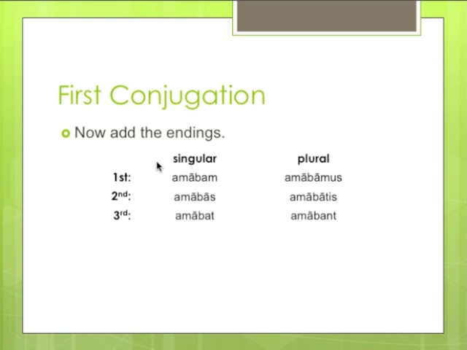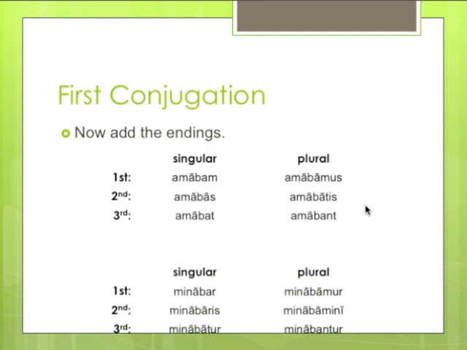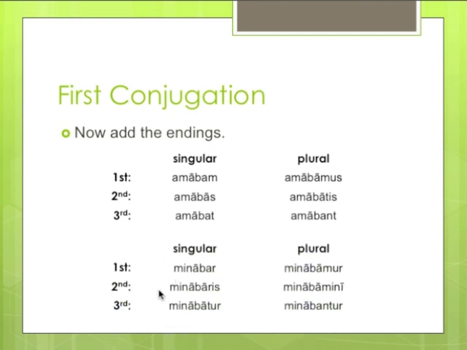So for the non-deponent verb amo, we get amabam, amabas, amabat, amabamus, amabatis, amabant. And for the deponent verb minor, we get minabar, minabaris, minabatur, minabamur, minabamini, minabantur.